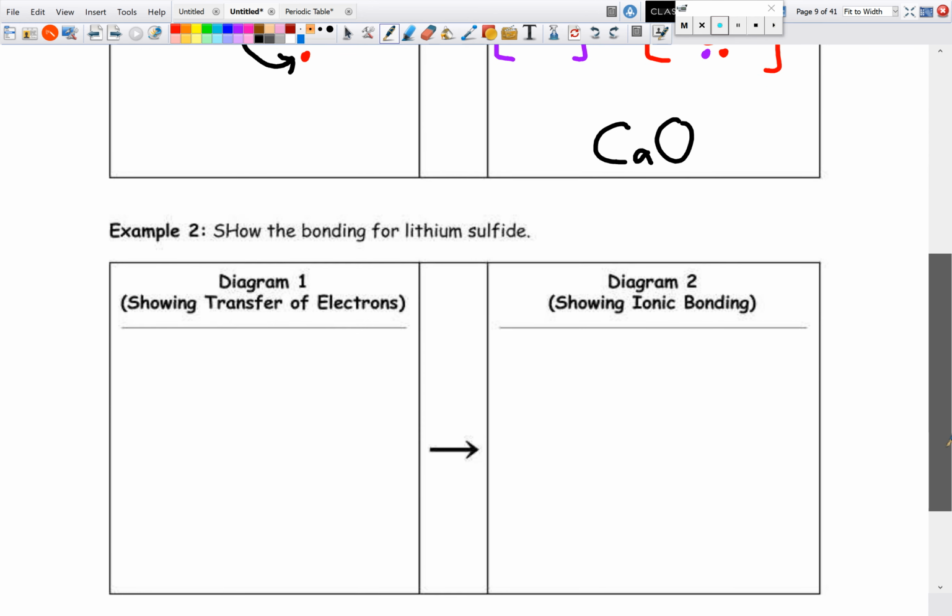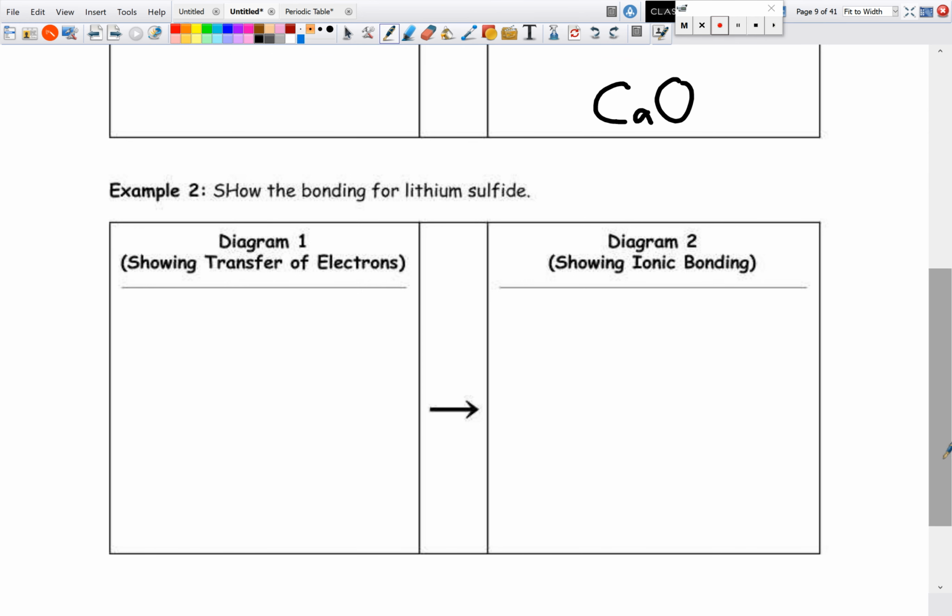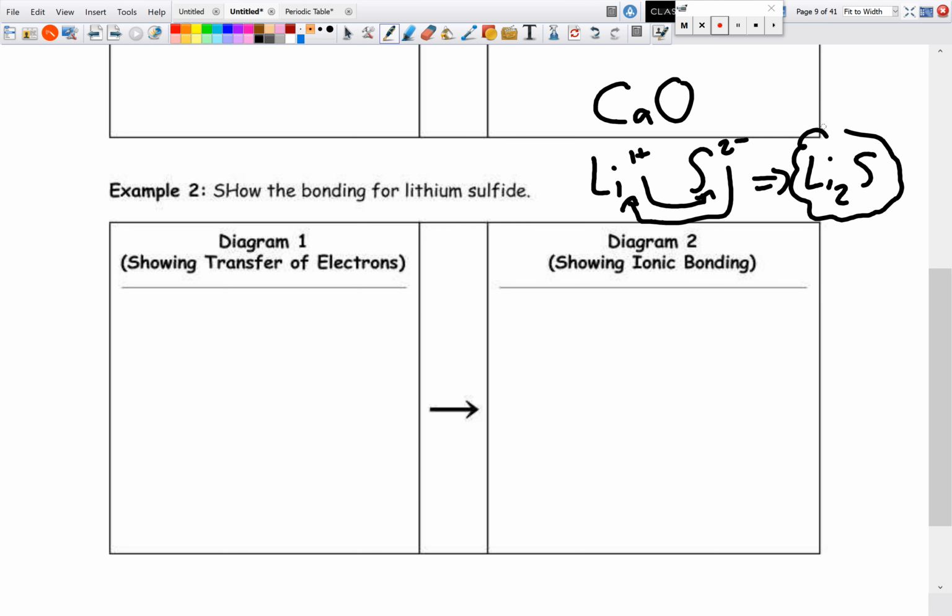So, show the bonding of lithium sulfide. Now, I always like to do the drop-in swap first just so I can get an idea of the chemical formula. So, lithium sulfide, Li 1+, sulfur is 2-. When we do our drop-in swap, we should get Li2S. So this is the empirical formula for lithium sulfide. So notice how this formula is telling us we have 2 lithiums and 1 sulfur. So why does the ionic compound exist that way? I know what it did for the drop-in swap, but now we're going to show why it exists this way.